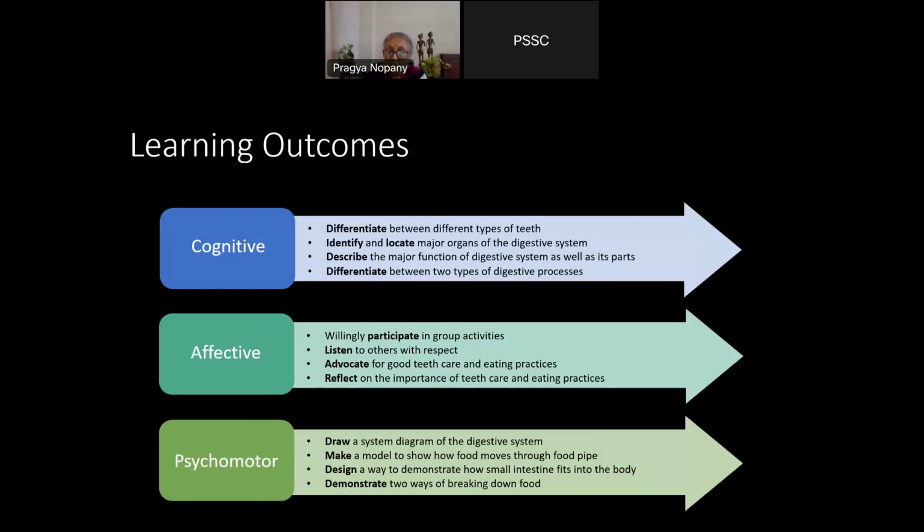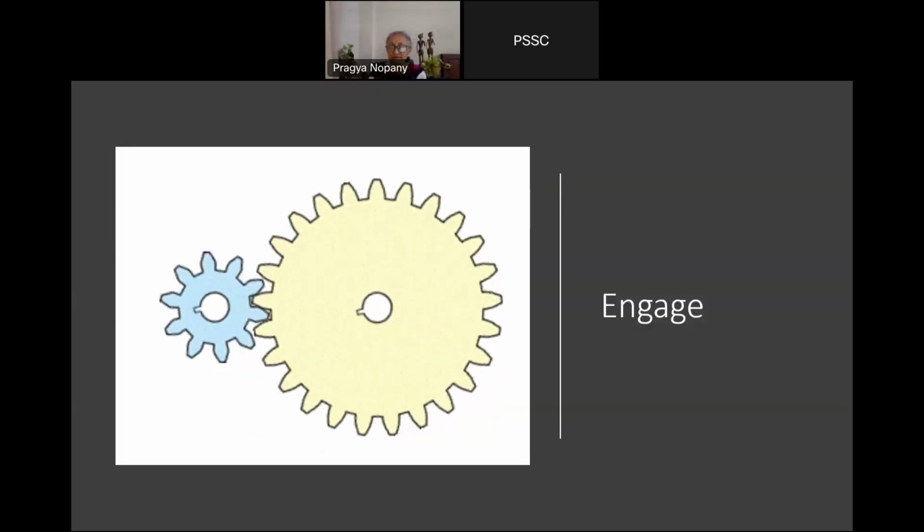We expect him to make a model to show how food moves through the food pipe. We want the child to design a way to demonstrate how the small intestine fits into the body, and we want the learner to demonstrate two ways of breaking down food. So these are the learning outcomes that we have. Let us see how we are approaching these learning outcomes with our 5E approach.